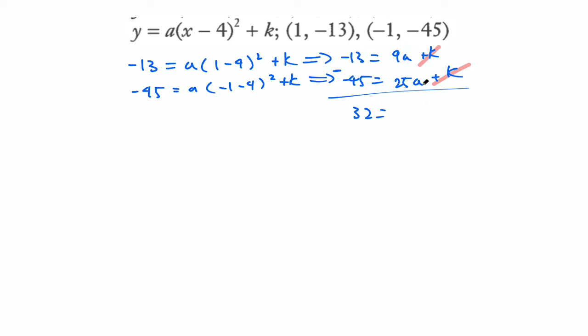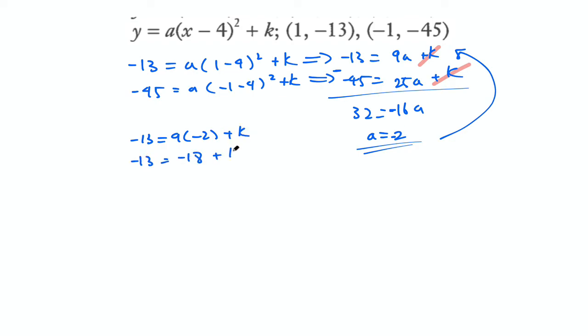And subtracting these two values, I end up getting just 16a, or negative 16a. So dividing both sides by negative 16, a becomes minus 2. Plugging that back into the first equation, I get minus 13 is equal to 9 times minus 2 plus k. This is going to be minus 18. So adding 18 to both sides, I get that k must be 5.